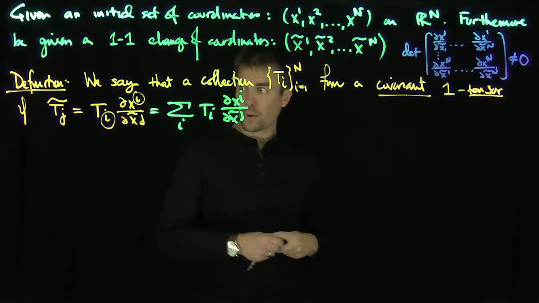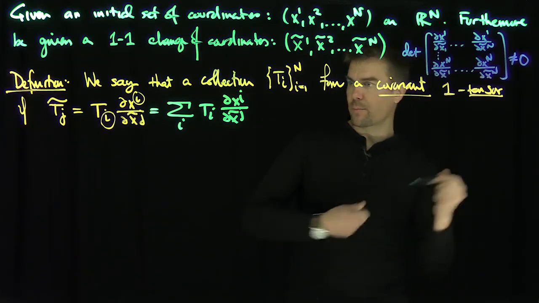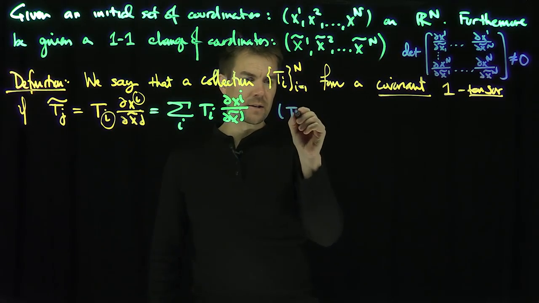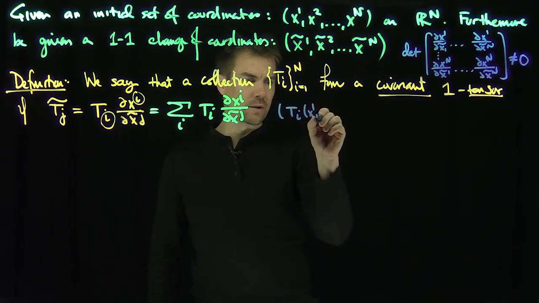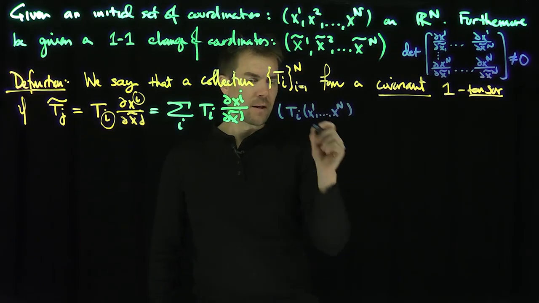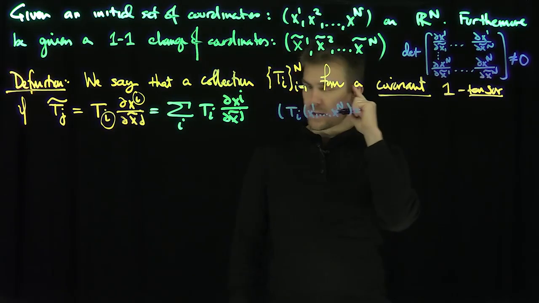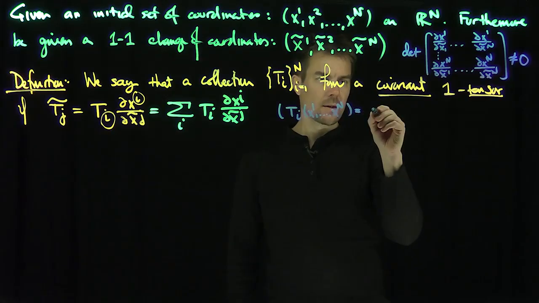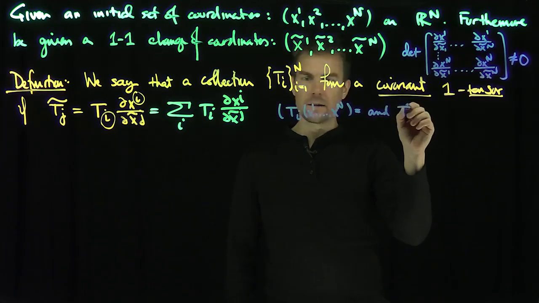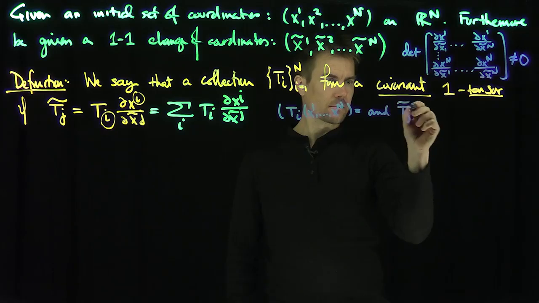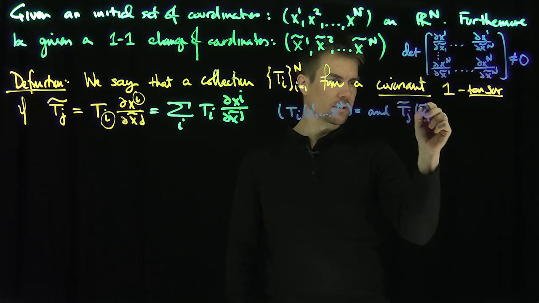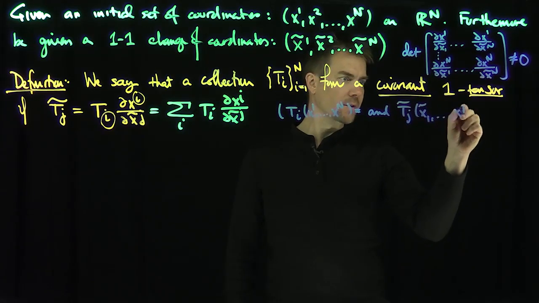Now also it's important to note here that I've suppressed other notation. I've suppressed the fact that these Ti are really functions of x1 through xn. And that means they're also functions of what? They're also functions of x1 tilde through xn tilde, right? And Tj tilde are functions of x1 tilde through xn tilde.